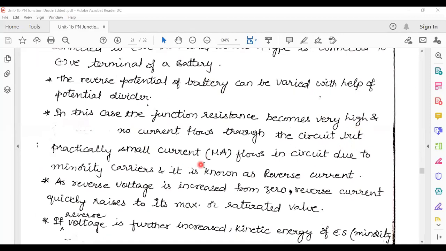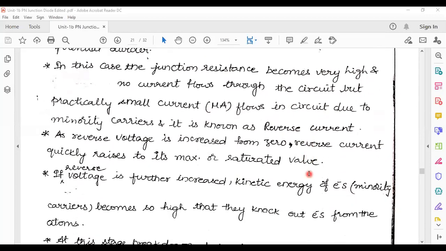But practically, a small current, microamperes of current, flows in the circuit due to the minority carriers, and it is known as reverse current. Some minority carrier current flow is taking place in this circuit. That flow of current I can treat as reverse current here. As reverse voltage is increased from 0, reverse current quickly rises to its maximum or saturated value. Some small amount of current flow is taking place here, mainly because of minority charge carriers.